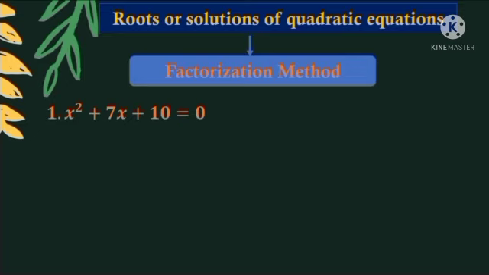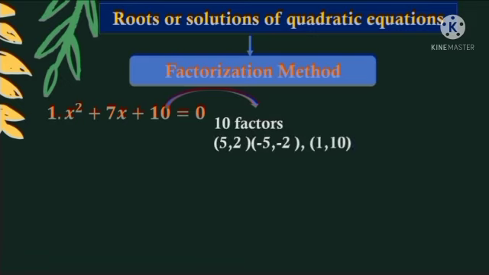Now let us solve by the factorization method, splitting of the middle term. Here I am taking the constant 10, so you have to write the factors of 10. What are the factors of 10? 5 twos are 10, minus 5 into minus 2 is also 10, 1 into 10 is also 10. So the factors of 10 here are 5 comma 2. If you add, it should be the middle term. So 5 plus 2 is 7x.